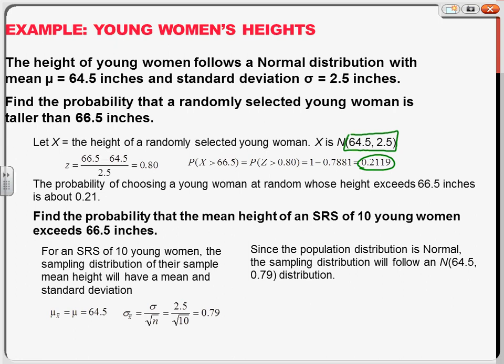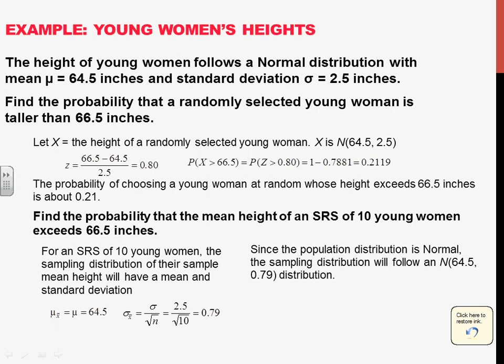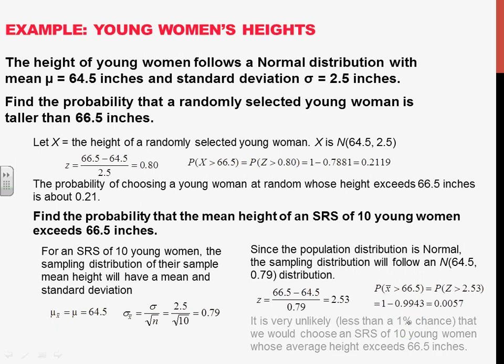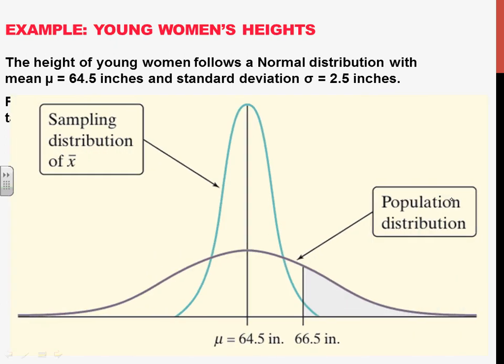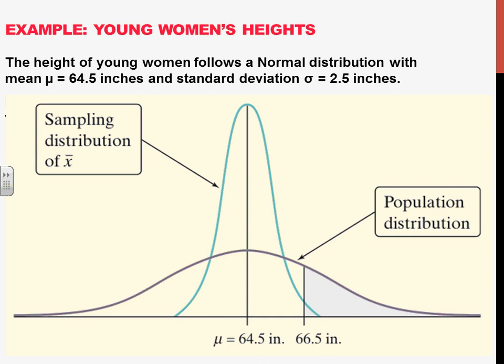So what if I went and did it with the normal CDF? Since the population is normal, the sampling distribution can follow a normal distribution as well. So we could find the sampling mean, the sampling standard deviation, and if you wanted to do the z's, you could. Here it's going to be very unlikely, a 1% chance, that we would choose an SRS of 10 young women whose average exceeds 66.5. You could also do the normal CDF here. Here's just what the shapes would look like.